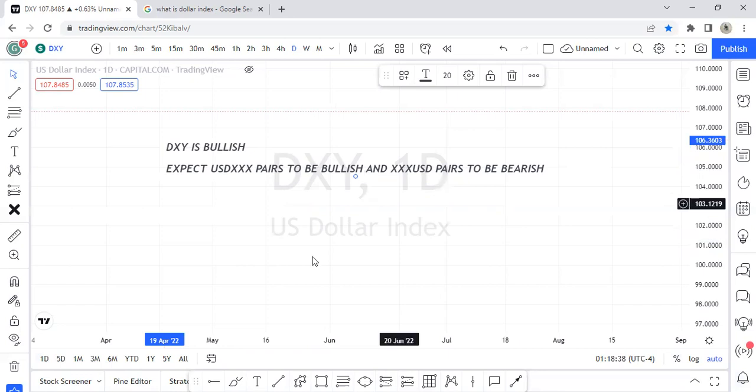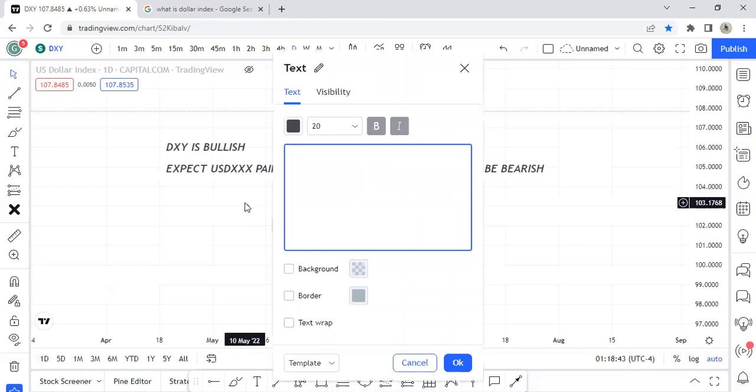pairs such as the GU, EU, and all of that, right? So the USD-first pairs, let's call it that for you, are USD JPY, USD CHF, etc. While the pairs with USD last are Euro USD, GBP USD, etc., etc. Right?